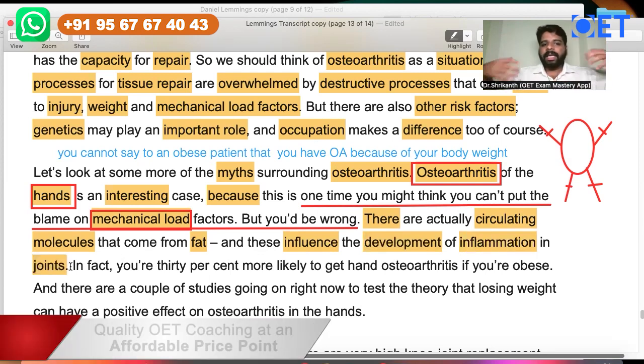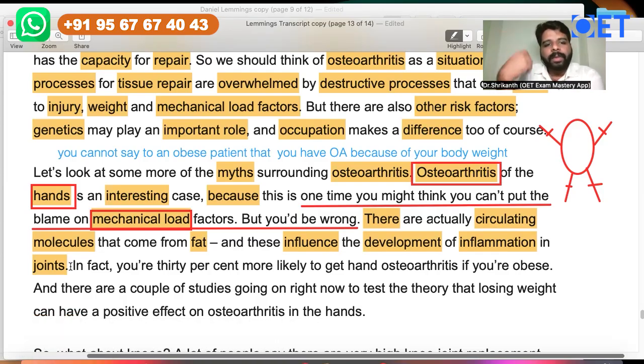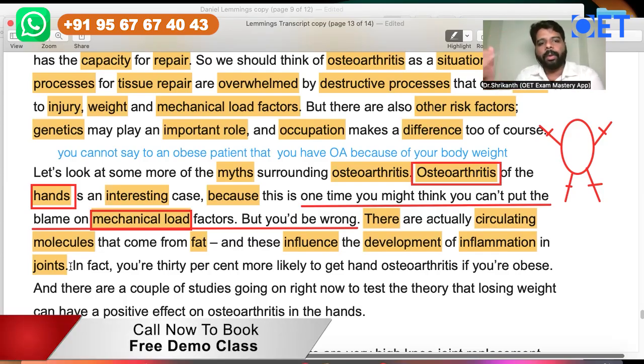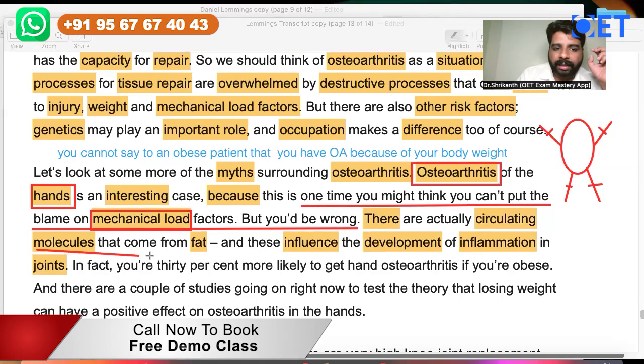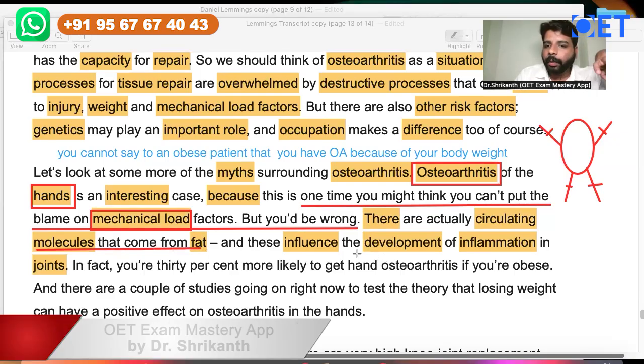So now you see, even if a patient is obese, their hands also will get osteoarthritis, even though the hands are not suffering from mechanical load. Why? The hands also will get osteoarthritis without any mechanical load, because there are some circulating molecules that are getting released from this fat, and these circulating molecules influence the development of inflammation.